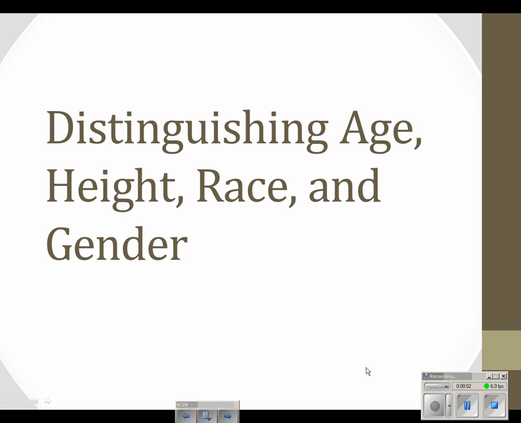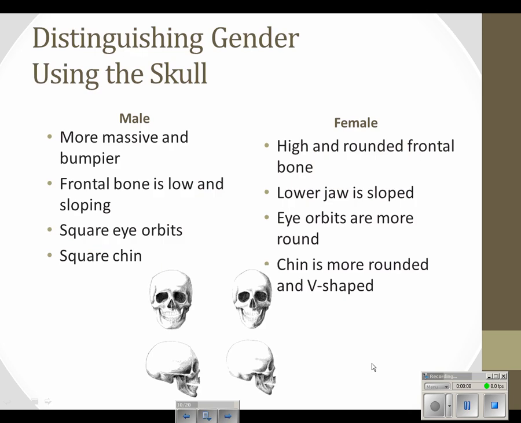Let's look at distinguishing age, height, race, and gender using bones. To start with, we'll look at gender. So we can look at the skull, and from different characteristics of just the skull, we can tell male or female. These skulls down here represent male. These skulls over here represent female.